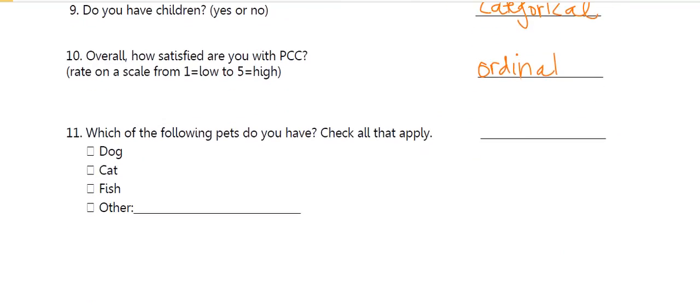And the last one. Which of the following pets do you have? Check all that apply. Dog, cat, fish, other. Those are categories, not numbers. So again, categorical. Great. So that's it for page 4, looking at all the different types of data.